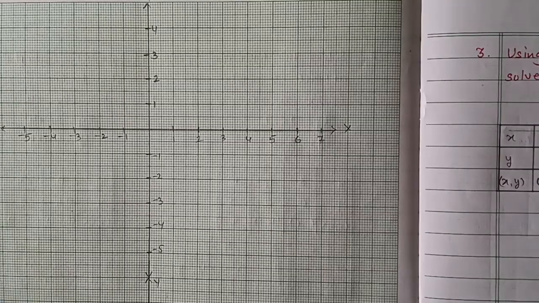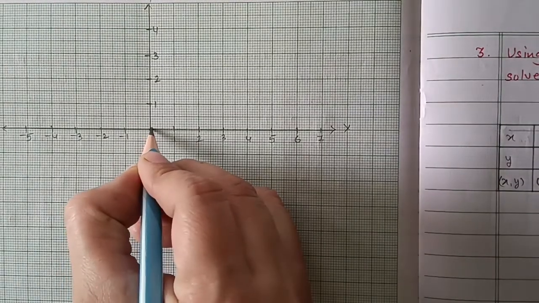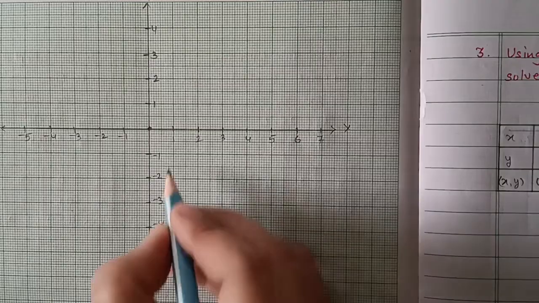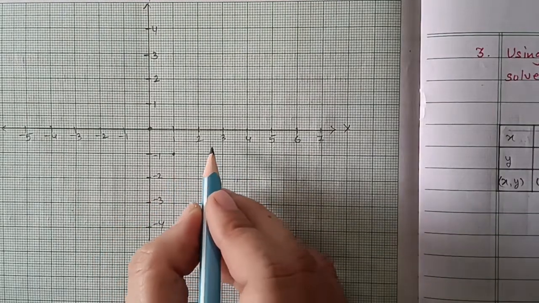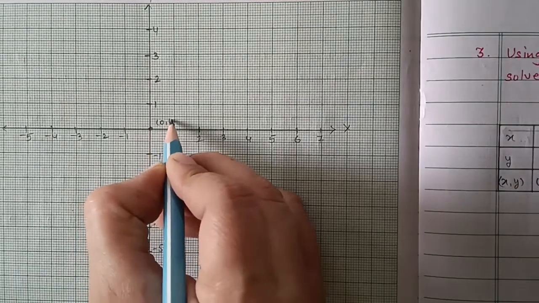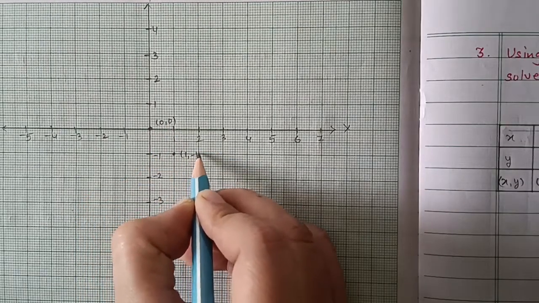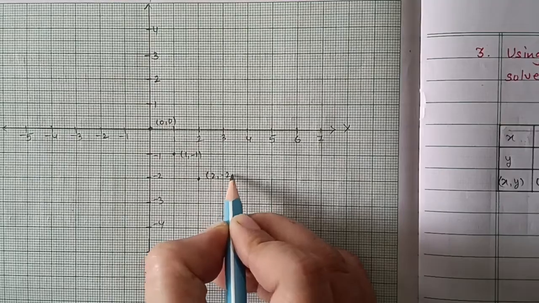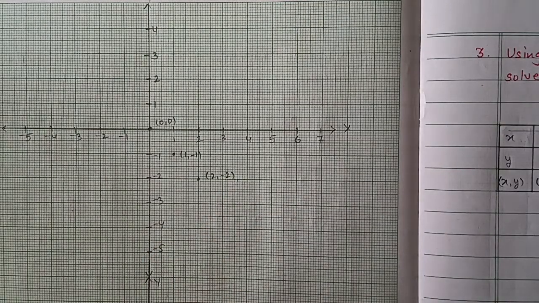First point we have 0, 0. This is our first point. Then 1, minus 1, and next we have 2, minus 2. Join these points.